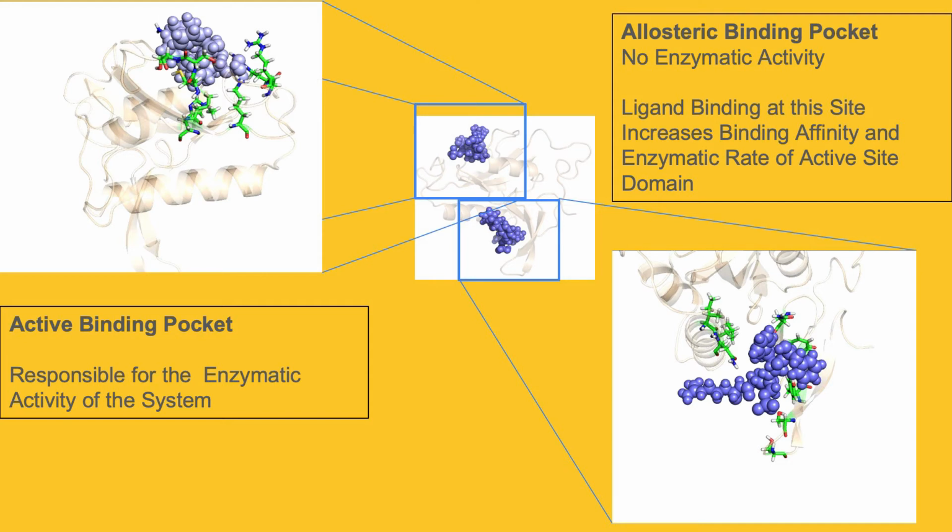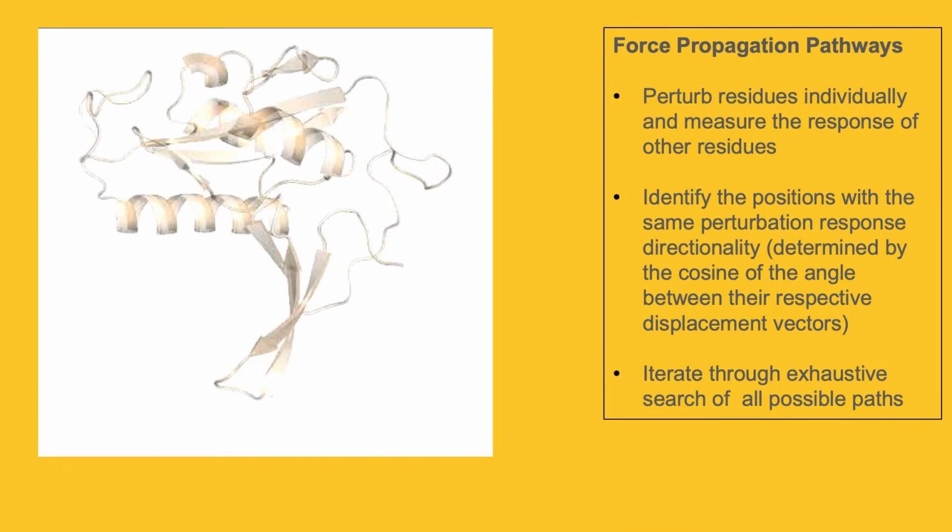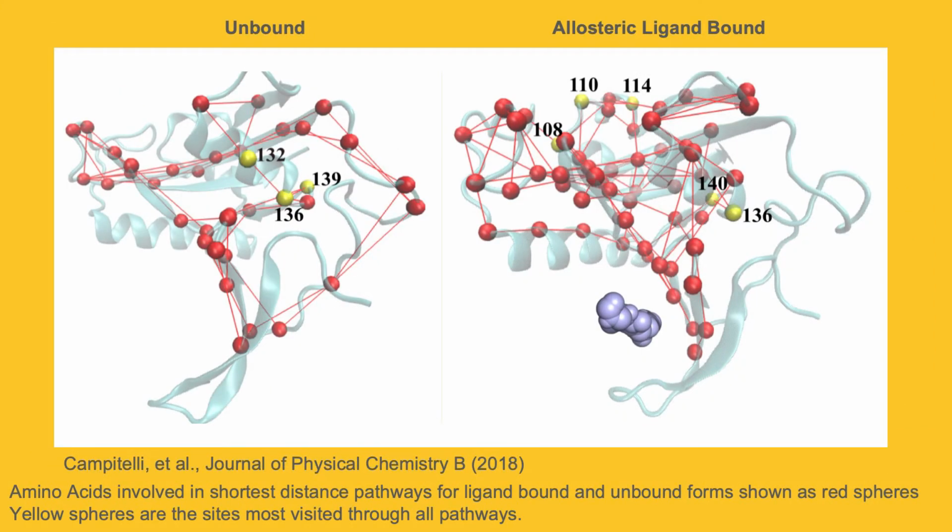Here, we can also construct forced propagation pathways. When an amino acid is perturbed, we find those close to it which respond strongly and in a similar direction. By repeating this process and identifying paths of connected amino acids, we can analyze the unique pathways leading from the allosteric binding pocket to the active site when bound to an allosteric ligand versus the unbound state. In this manner, we begin to see unique signatures in which an allosteric pocket can communicate with the active site.